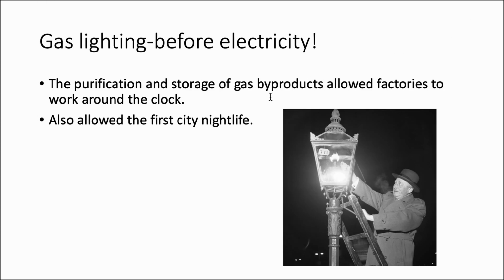We had gas lighting. So obviously there was lighting before electricity, and the purification and storage of gas byproducts allowed factories to work around the clock. They had gas lamps, and this allowed these factories to run through the night. No longer were you limited by sunlight. And this actually allowed the first city nightlife too.